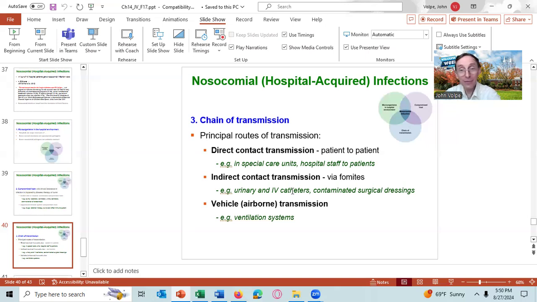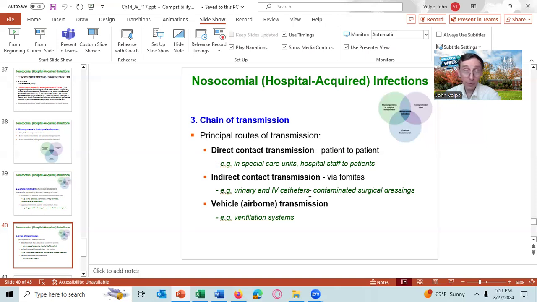Indirect contact transmission. This happens via fomites. Urinary and IV catheters can sometimes indirectly transmit a nosocomial infection. Contaminated surgical dressings can transmit an infection. Why? Obviously, you should handle dressing appropriately. And obviously, urinary and IV catheters should be handled appropriately also.